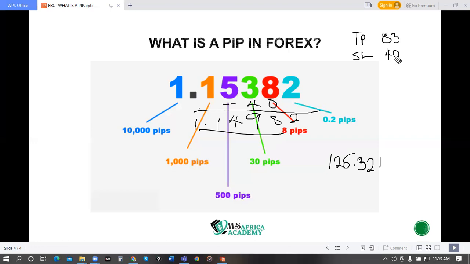I hope this is clear to you. That's a simple way to calculate your PIP. Not PIP value in this case, just the PIP. We've talked about PIP value if you look at lot size and all of that, which I've talked about earlier.